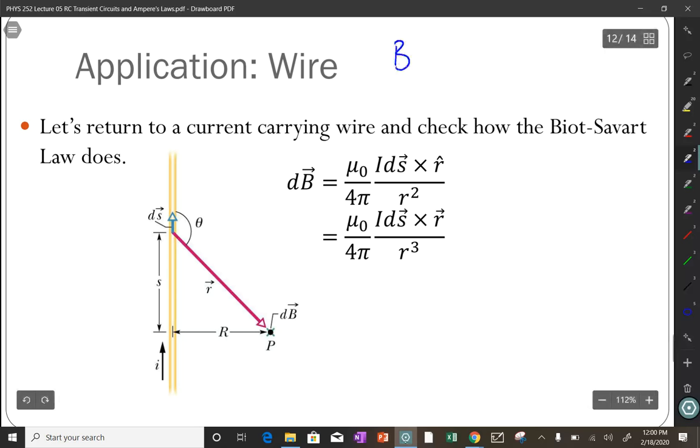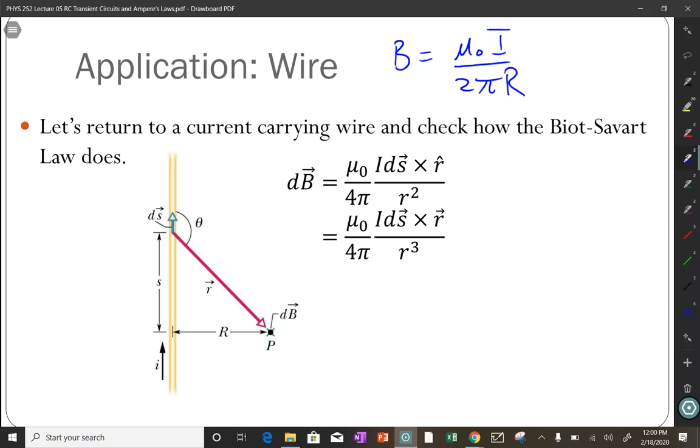And we found B equals mu naught I over 2 pi capital R. It looks very similar to the equation we had for the magnetic field at the center of a circle, except for the pi. Of course, it's nothing like a circle when it's a straight wire going on forever, but hey.